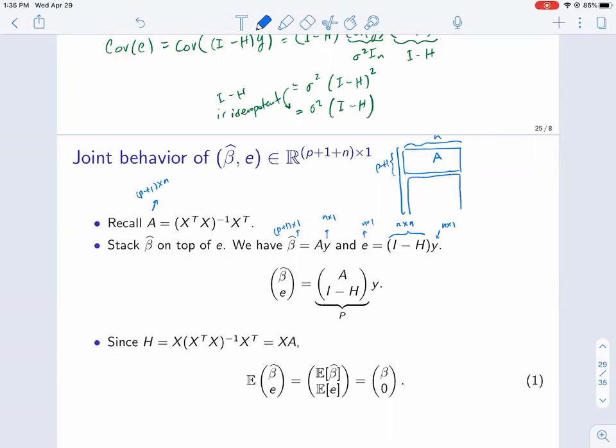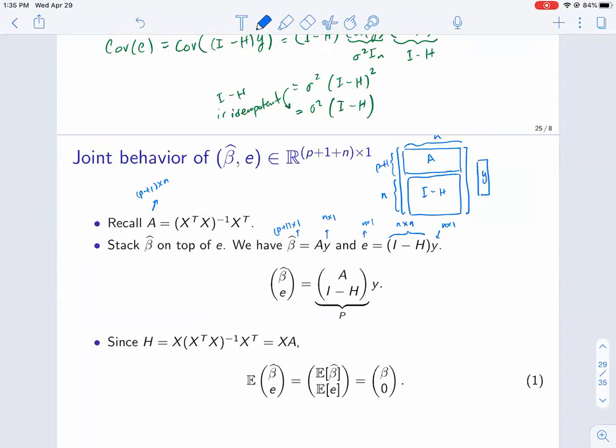Should be roughly a square. Unfortunately, it's not, but assume that it's square. So that's I minus H. And then I'm multiplying it by Y. Okay, this is Y.